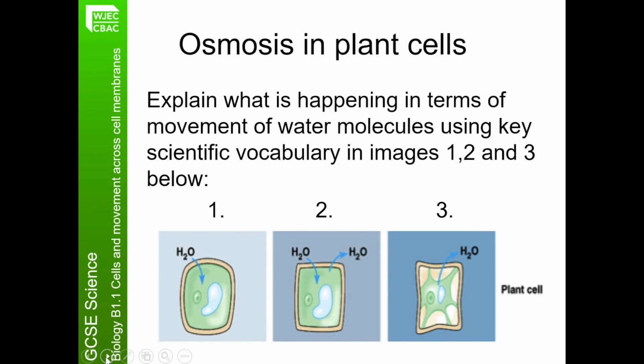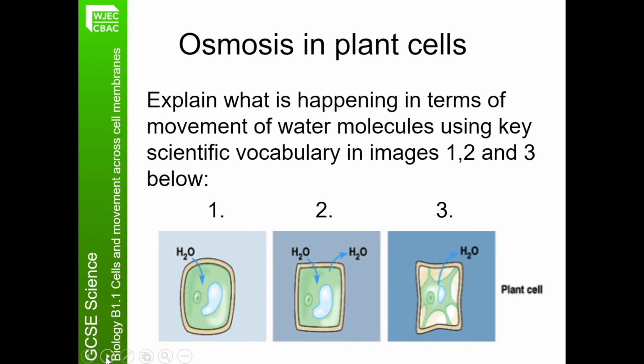In picture number 1, we can see the plant cell looks like it's swollen and it's becoming turgid. This is because number 1 has been put into a hypotonic solution. Hypotonic means there's more water molecules outside the plant cell than inside the plant cell. So water starts to move in, the cell swells and becomes turgid.